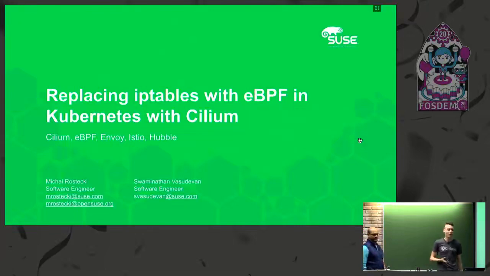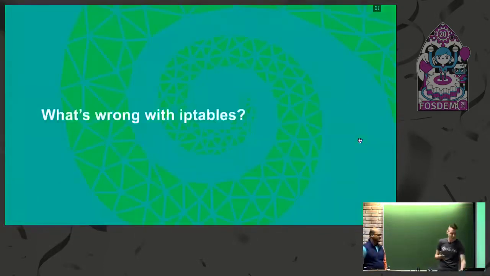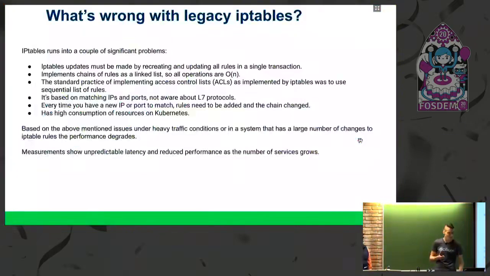We will talk today about replacing traditional legacy iptables with eBPF in Kubernetes clusters with Cilium. We are from SUSE. I'm Michał. This is Swami. And let's start from the question: what's wrong with traditional iptables?